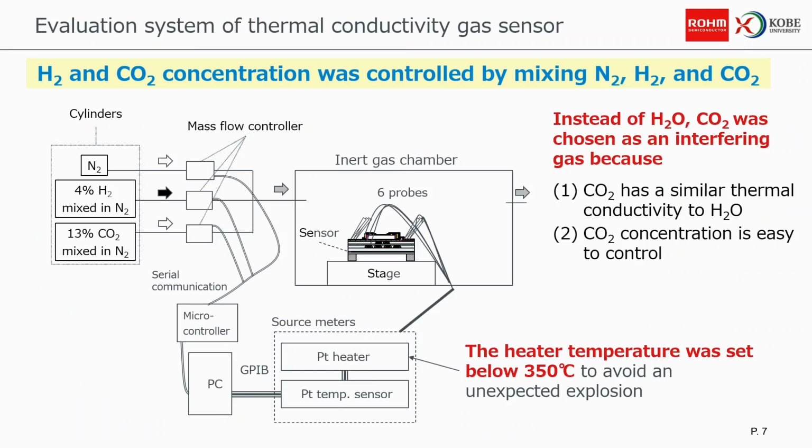This slide shows the evaluation system of thermal conductivity gas sensor. The micro hot plate was set in the inert gas chamber, and hydrogen and CO2 concentration was controlled by mixing nitrogen, hydrogen, and CO2 gases. Instead of H2O, CO2 was chosen as an interference gas because CO2 has a similar thermal conductivity to H2O, and CO2 concentration is easy to control. The heater was electrically heated, and the heater temperature was set below 350 degrees C to avoid an unexpected explosion.